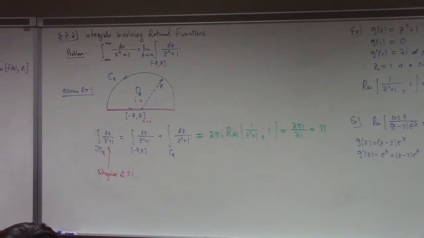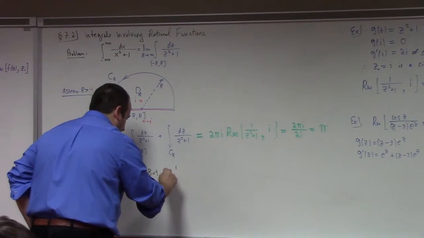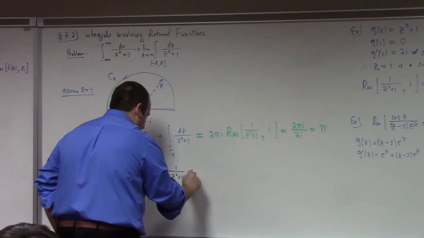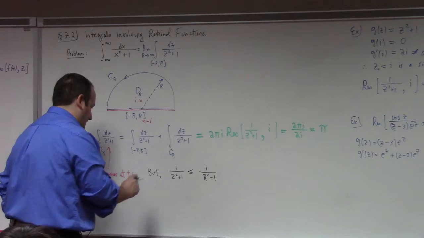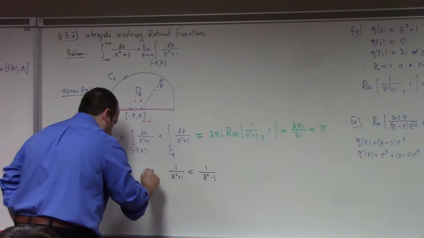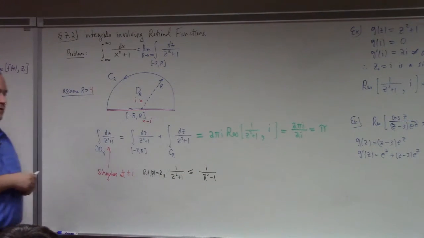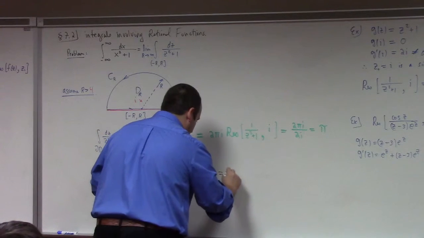So now, next step in the game here. 1 over z squared plus 1 is less than or equal to 1 over r squared minus 1 for the modulus of z equal to r, right? We have this because r is greater than 4. I mean, I could have made do with 1, right? So that's our bound. That's our M.